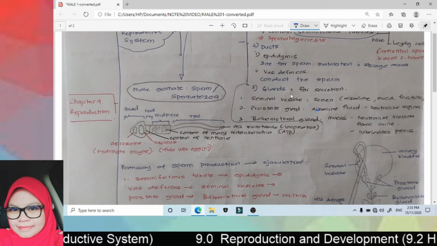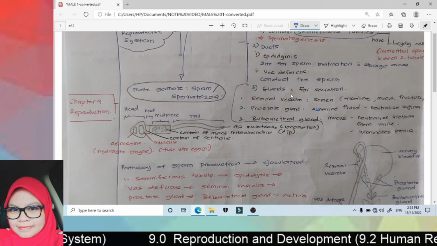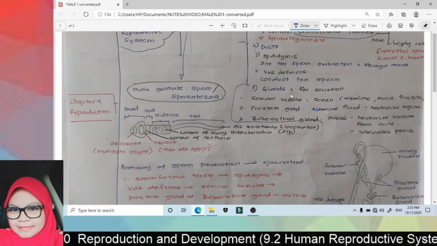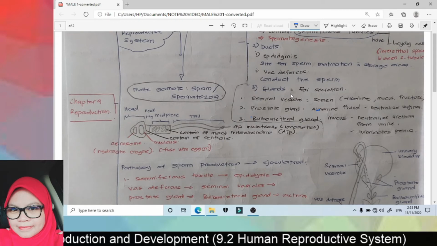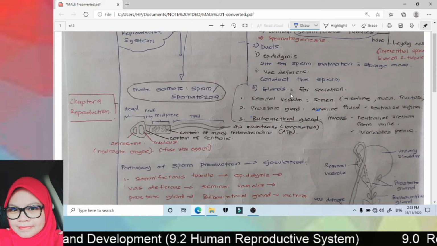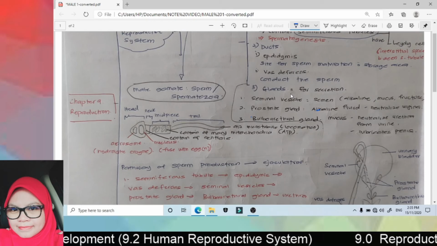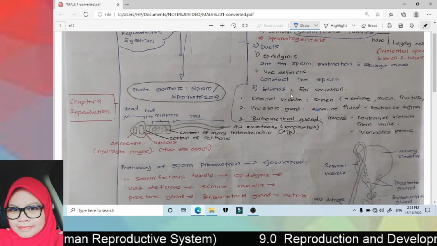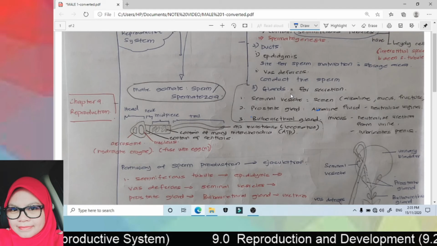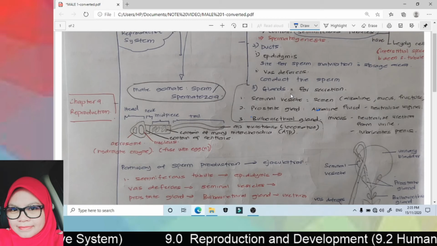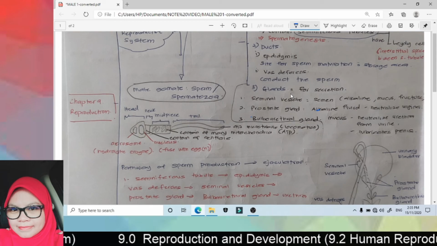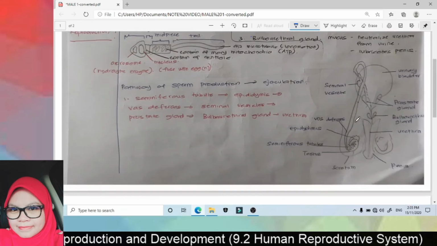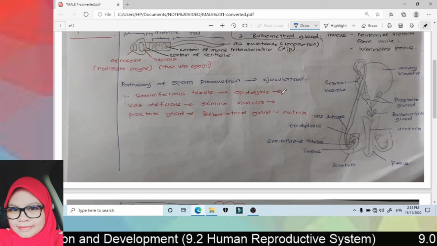So mucus macam kita tahu dia akan bentuk lebih pada slippery. Mucus adalah cecair yang licin. So ini penting pertamanya to neutralize the urethra from urine because the urine and also the semen will be ejaculated from the male body through the urethra. Maksudnya dengan laluan yang sama. So sebelum ejaculation itu berlaku, laluan urethra itu akan dicuci dengan mucus. And then since mucus is slippery, that is important to lubricate the penis. Okay, so now let's take a look at the male reproductive structure.